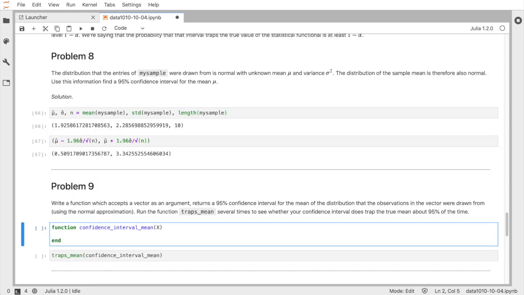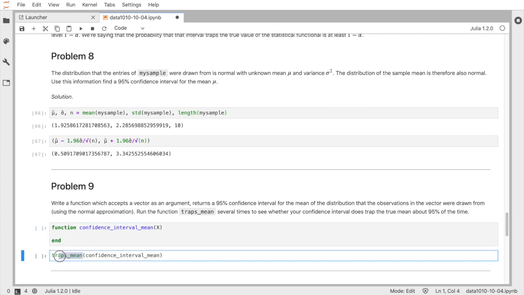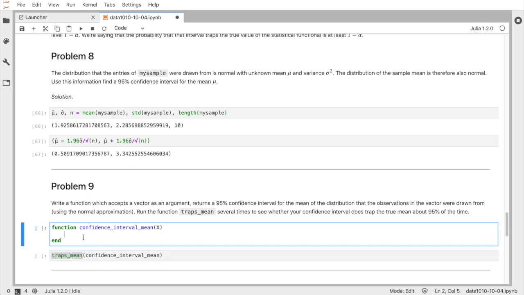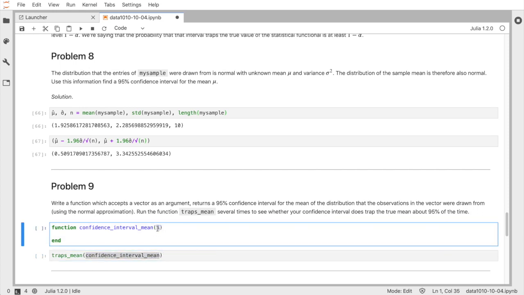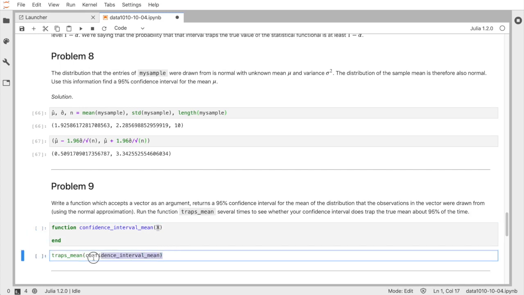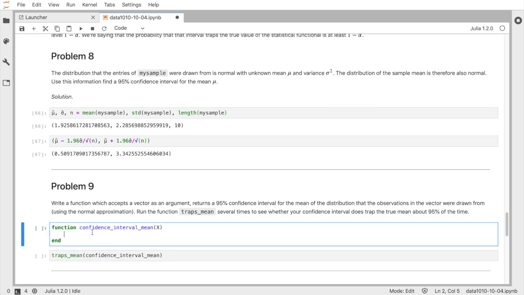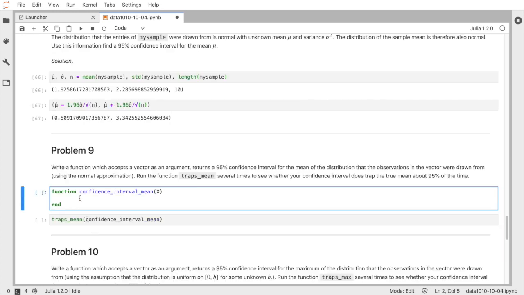In problem 9, we get to take advantage of yet another function that's defined in that script called traps mean, which takes a function as an argument, and this function is supposed to take a vector x and return a confidence interval. Then traps mean is going to simulate some data and check, does this confidence interval actually trap the mean of the distribution used to generate it? So we just repeat the idea that we had above.